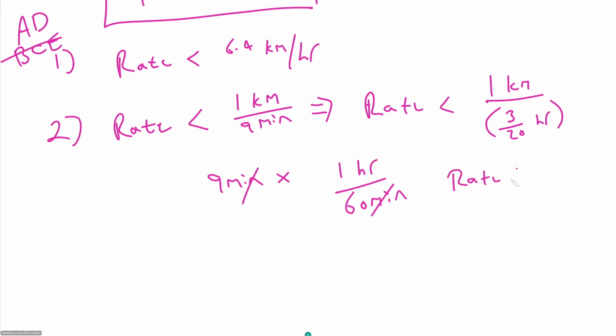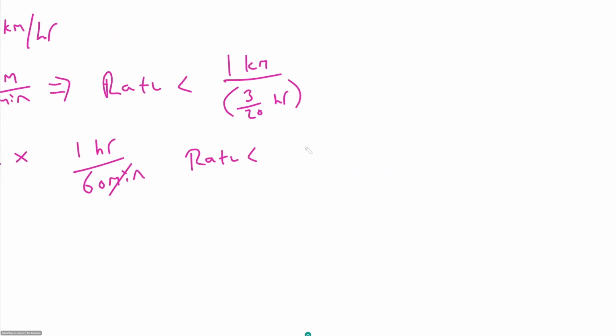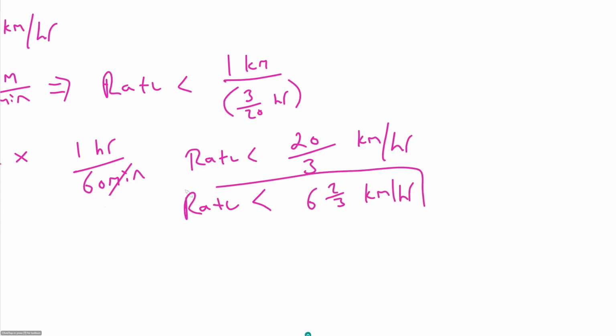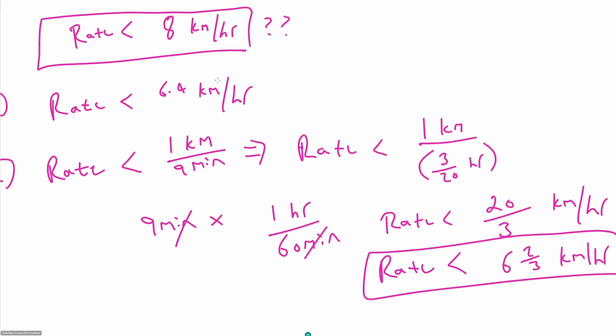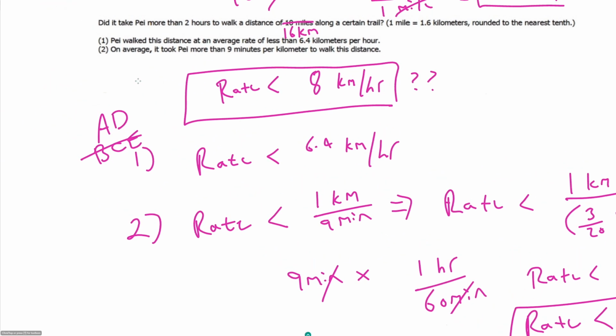So his rate is less than 1 over 3/20ths, which is the same as 20/3 kilometers per hour. So what is 20/3 as a decimal? It's 6 2/3. So his rate is less than 6 2/3 kilometers per hour. And because our question is asking, is his rate less than 8 kilometers per hour? If it is less than 6 2/3 kilometers per hour, it should certainly be less than 8. And so statement 2 is also sufficient. D is our answer.